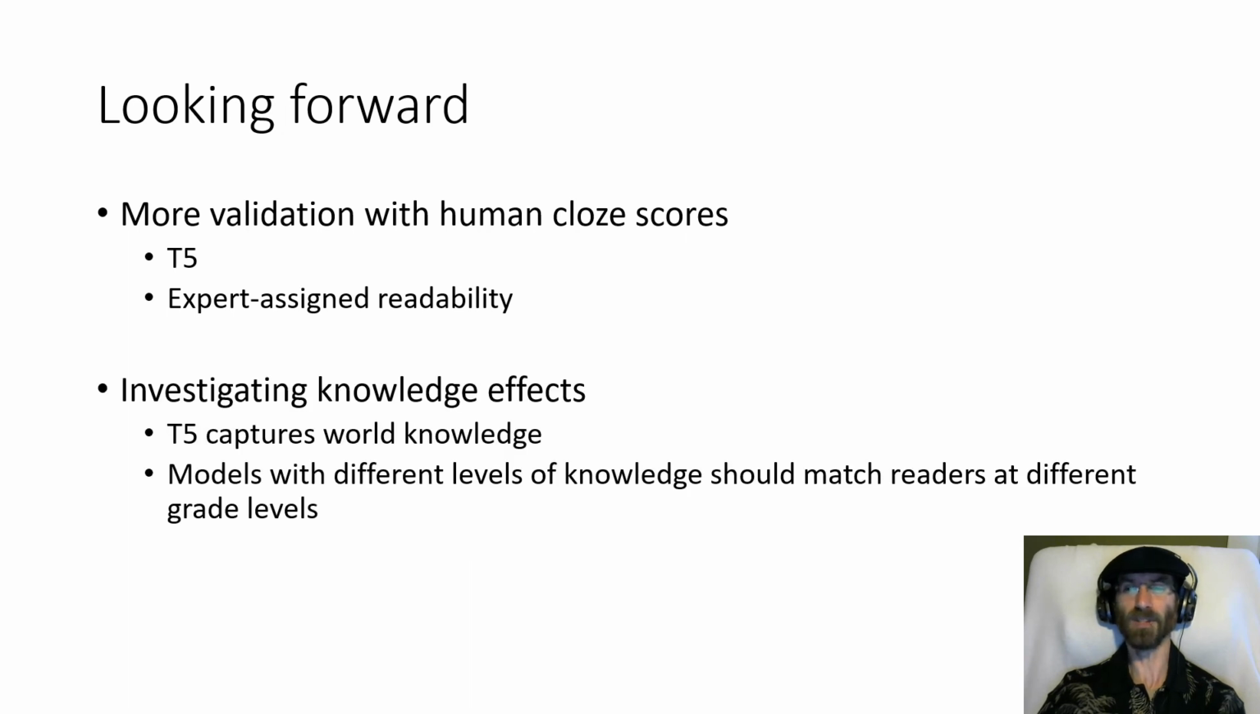And then also investigating knowledge effects. So the real potential, I think, here with deep learning and using T5 is that these models capture world knowledge. And if we created models with different levels of knowledge, that should match readers at different grade levels quite well. Because Flesch doesn't have that at all, right? It can't tell you, for a fourth grader, what they would get right and wrong.